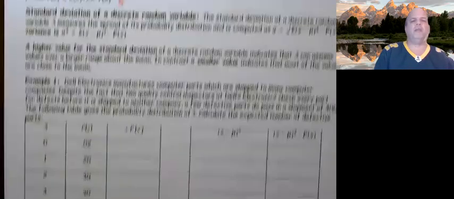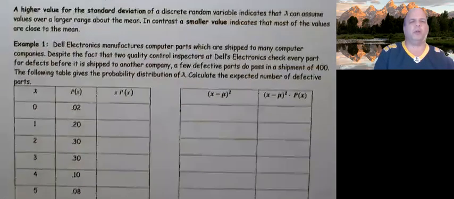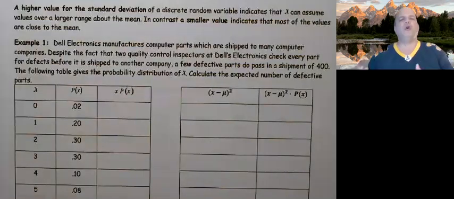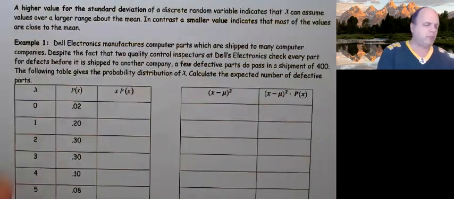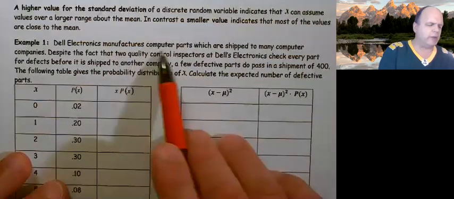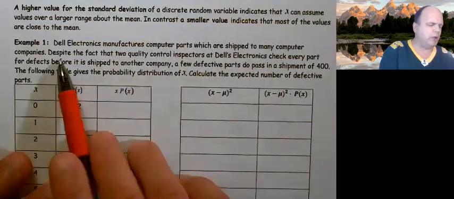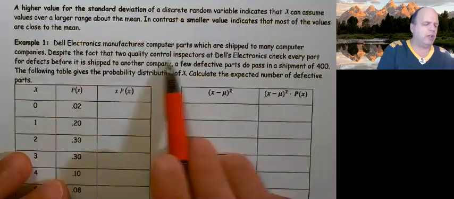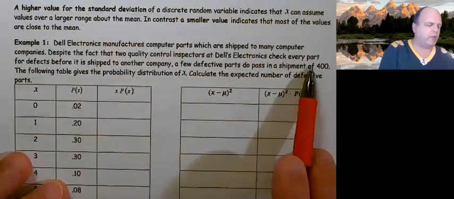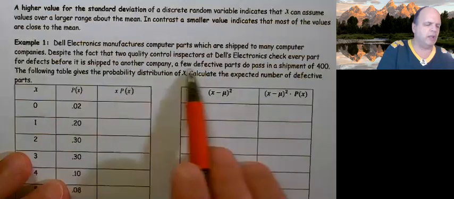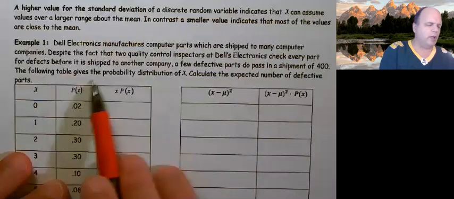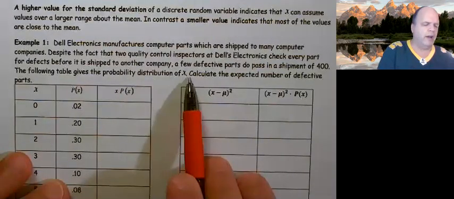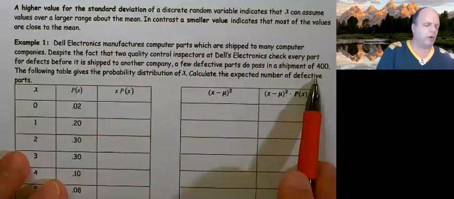So instead of spending a whole lot of time with the formulas and getting a little nervous about it, let's show you how it works. We'll do it by hand first, and then we'll use the calculator. So Dell Electronics manufactures computer parts which are shipped to many computer companies. Despite the fact that 2 quality control inspectors at Dell Electronics check every part for defects before it's shipped to another company, a few defective parts do pass in a shipment of 400. The following table gives the probability of X. Calculate the expected number of defective parts.